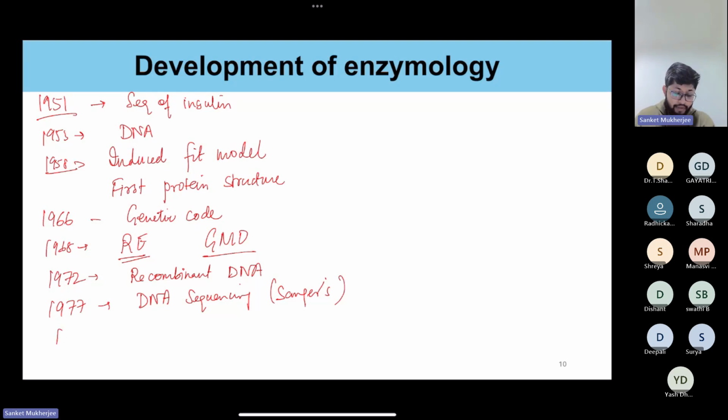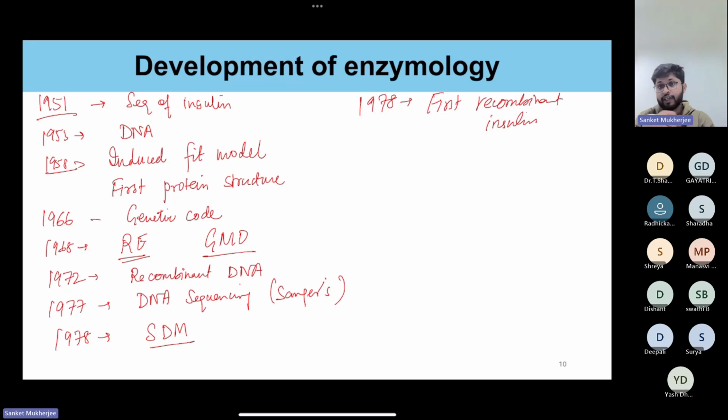Then in 1978, site-directed mutagenesis was discovered, basically introducing mutations in your genes. In 1978 also, we had the first recombinant insulin, which could be used to treat diabetes. In 1980, another very important technique, PCR, was discovered. Then in 1991, directed evolution was theorized.